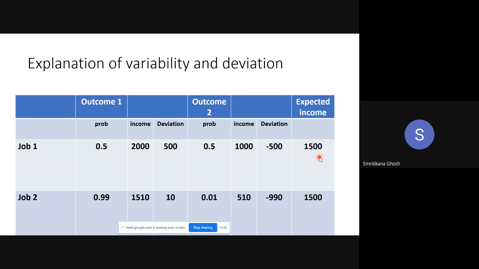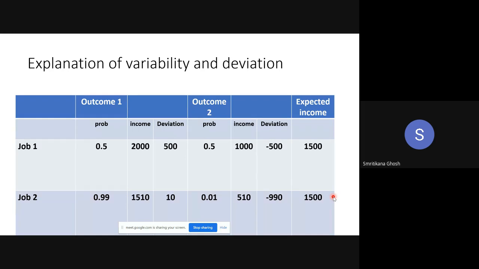So you are getting the value of your expected income from the first job. Now look at the second job. In the second job, the chance is 99% that you will achieve the target. So it's 0.99, and if you achieve it, then your income will be 1510. If you cannot achieve, whose chance is only 1%, the income will be 510. So what is the expected income? It's 0.99 into 1510 plus 0.01 into 510, and it will be 1500.